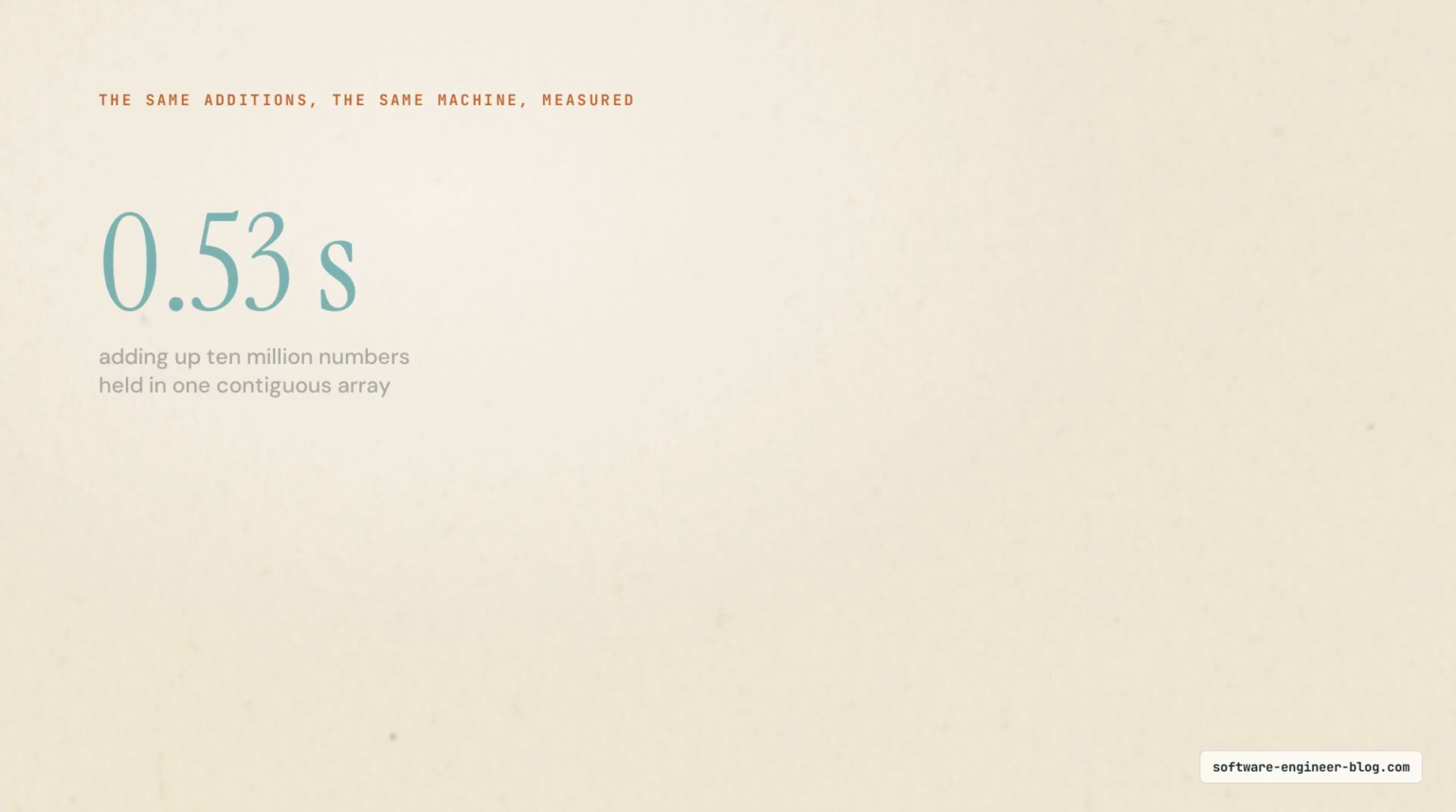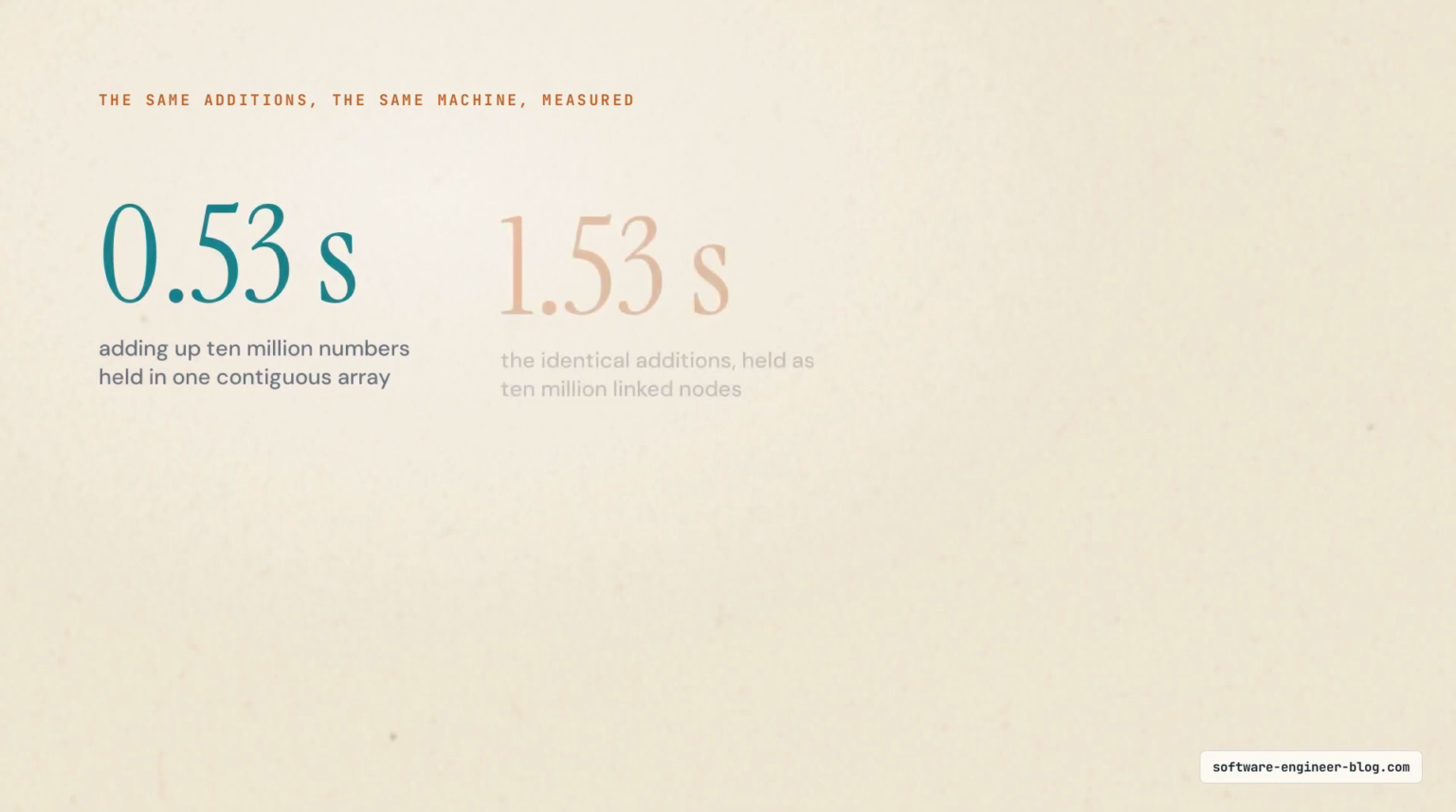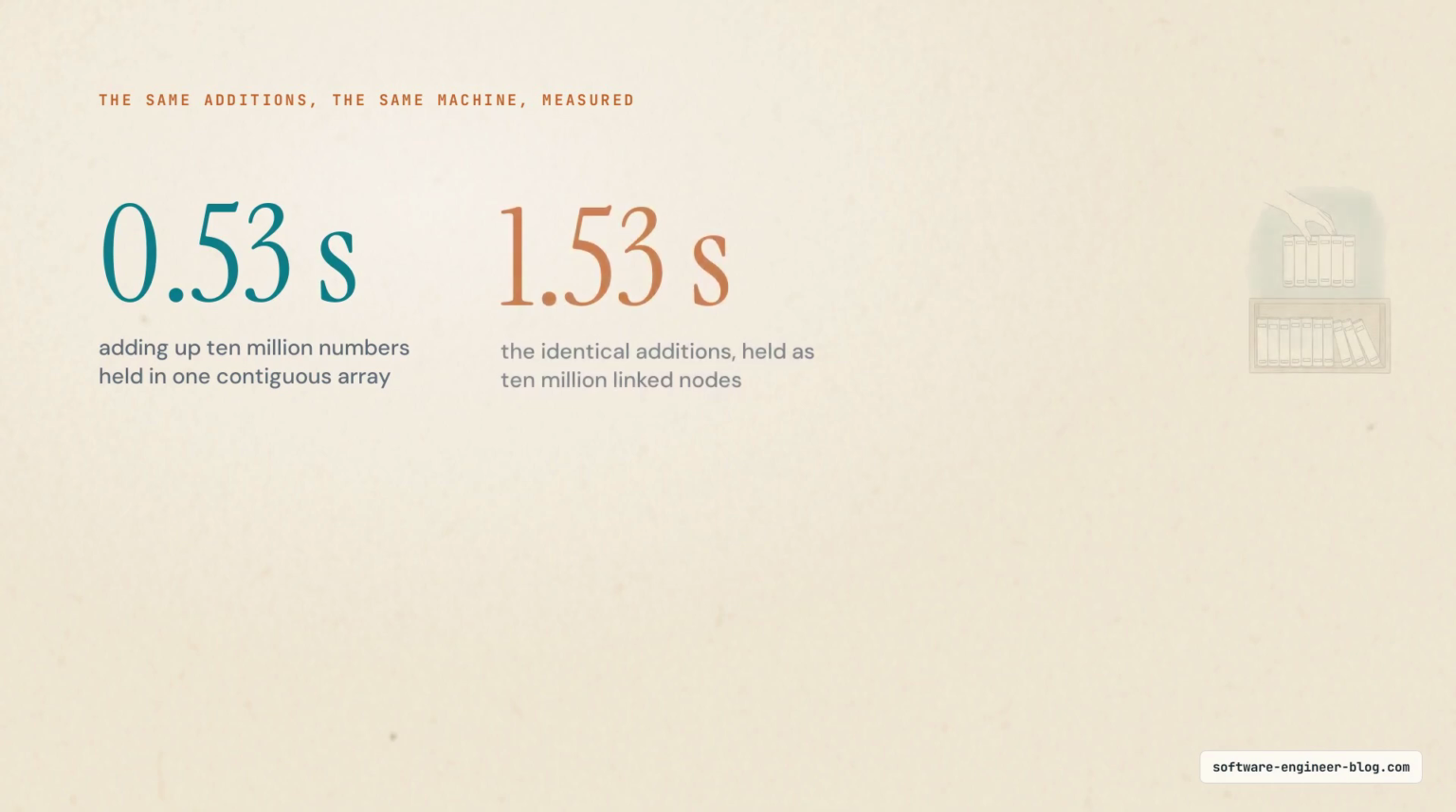These were measured on the machine that recorded this video. Adding up 10 million numbers in the contiguous array, 0.53 seconds. The identical additions, held as linked nodes, 1.53 seconds. 2.9 times slower for exactly the same operation count.